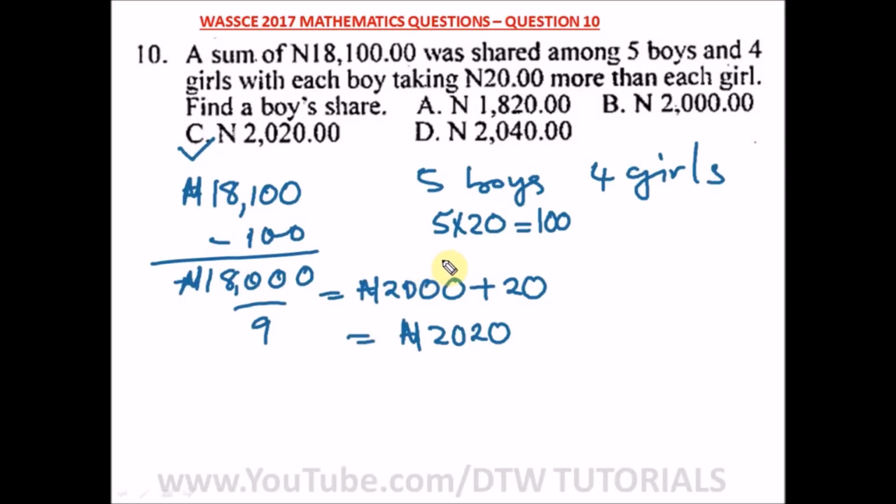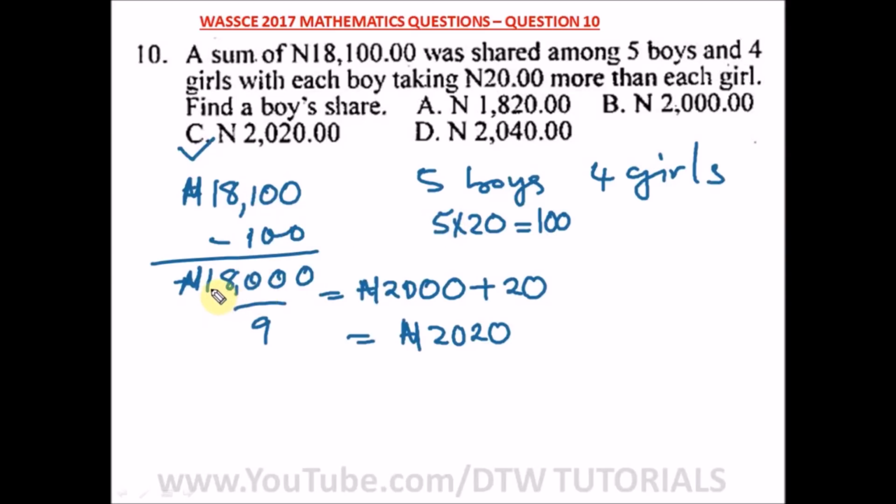So this is just logic for us to use to calculate. It's not like straightforward maths. All you need to do is use logic. Since we've been told each boy took 20 naira more than each girl, the sum of money was supposed to be shared equally, but a but happened. Each boy took 20 naira more than each girl. So all we need to do is find the total amount the boys took more from the money, and the boys took 100 naira. So it means 100 naira was added to the equal share among them.